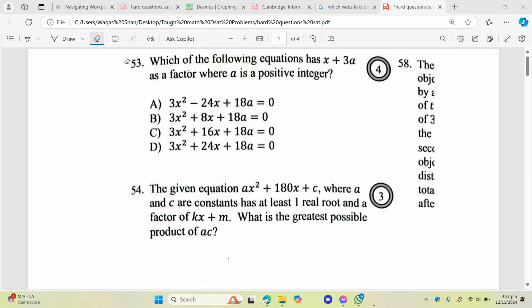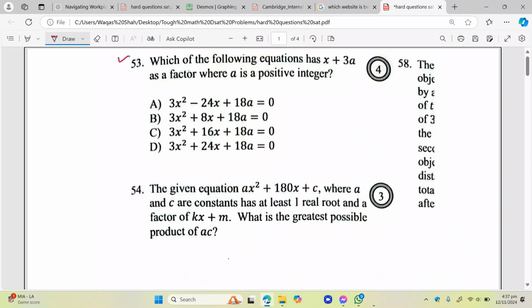So in the first question, it says: which of the following equations has x plus 3a as a factor, where a is a positive integer. So we will take this as a factor and a as a positive integer, right? Now we will use some manipulation among these four equations so that we can select the one correct answer of which x plus 3a will be a factor.